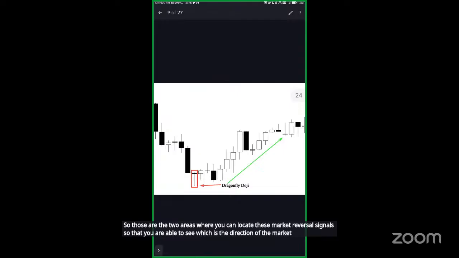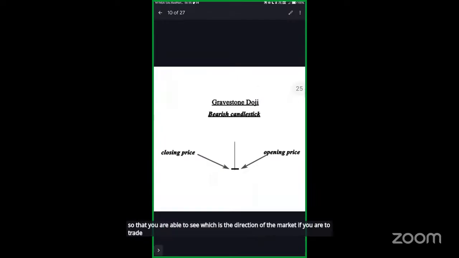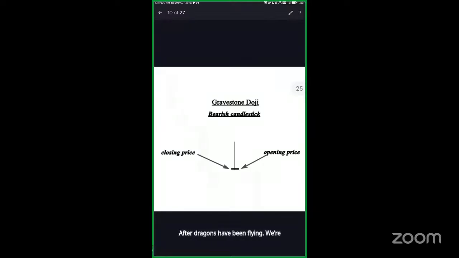If you are to trade, where should you go? Now, after you have understood the dragonfly doji, after dragons have been flying, taking the price to the top, they end up meeting with another team there.